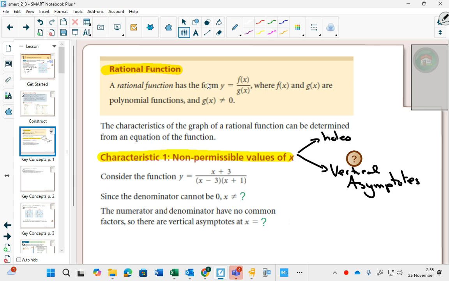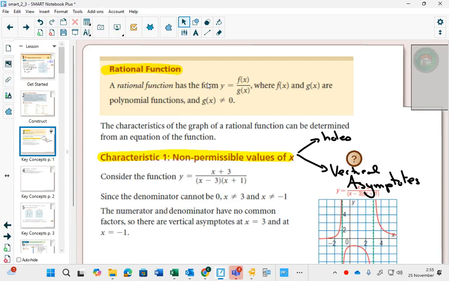So you look at your non-permissible values. Here's the first example: x plus 3, x minus 3, x plus 1. If you have the bottom factored, it's quite easy to see that 3 and minus 1 are not allowed because they cause you to divide by 0. Since they don't cancel out, they will become vertical asymptotes. Anytime you have a non-permissible value that stays in your equation, it becomes a vertical asymptote.